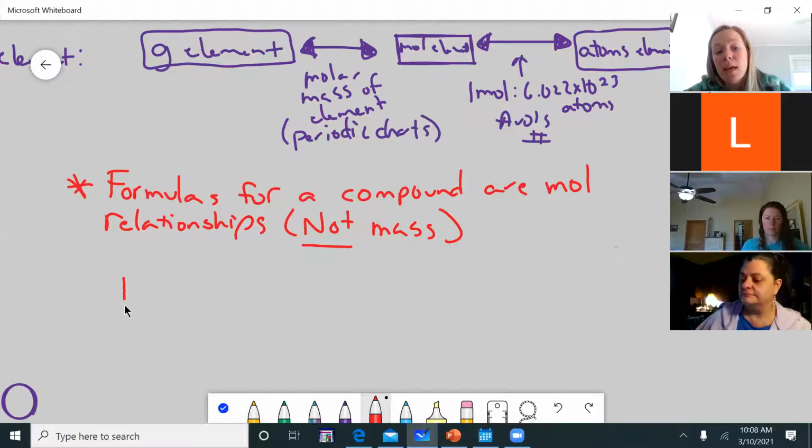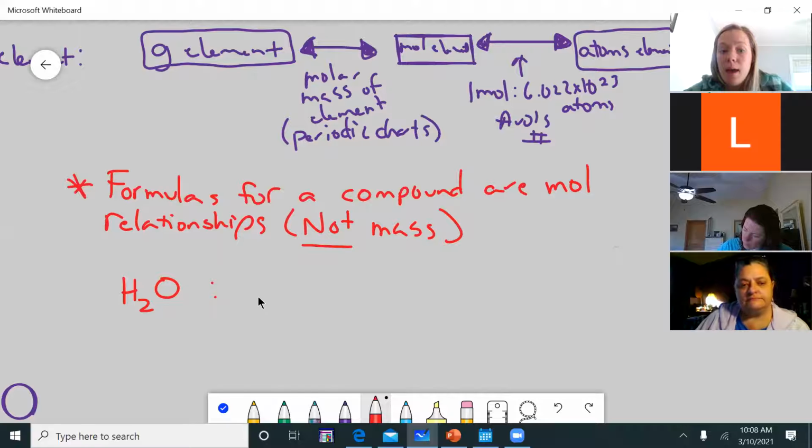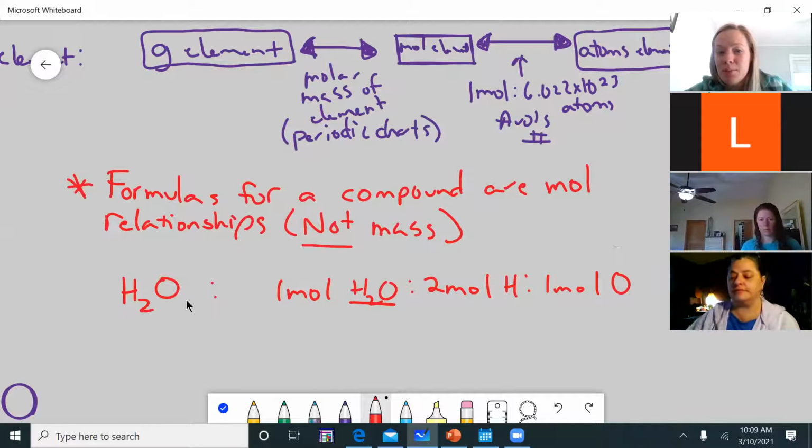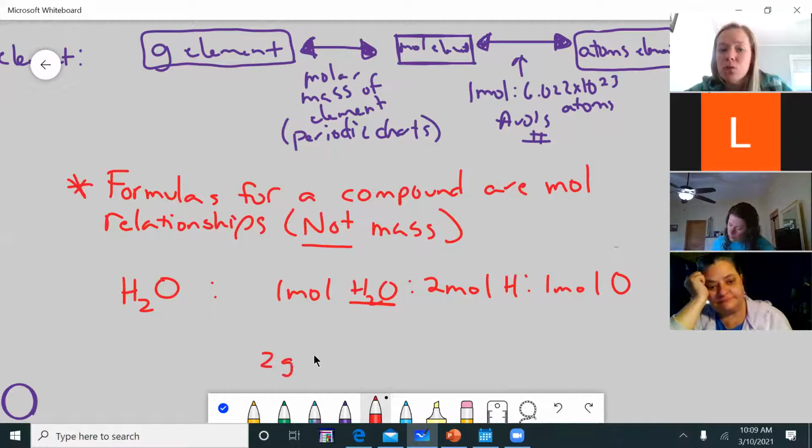So when I see H2O, this is saying that 1 mole of water needs or uses 2 moles of hydrogen and 1 mole of oxygen. It's a mole relationship. These numbers are letting us know how many moles of each thing we need. It's not saying a gram relationship. A lot of times people will see this and say, oh, it means that it's 2 grams of hydrogen for every 1 gram of oxygen. No, no, no. Okay.